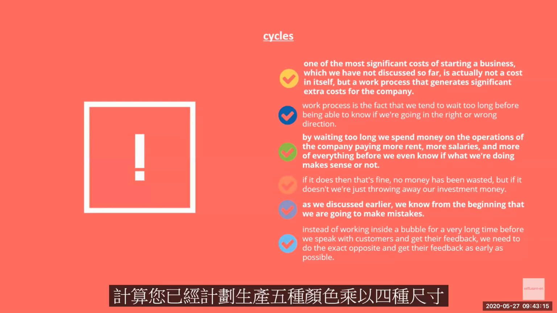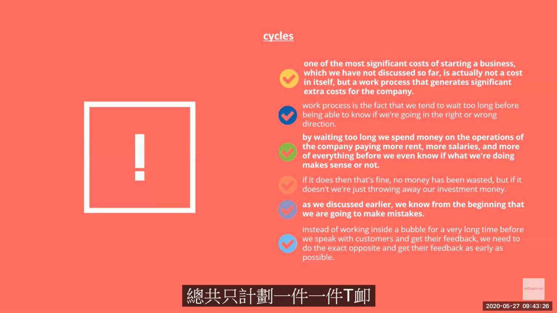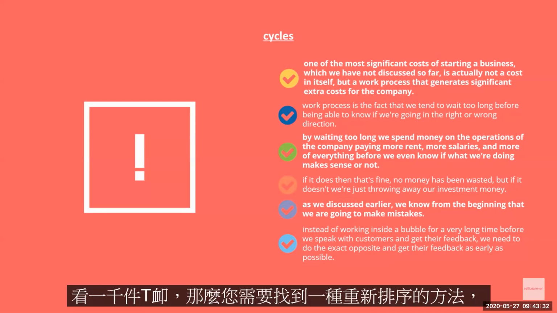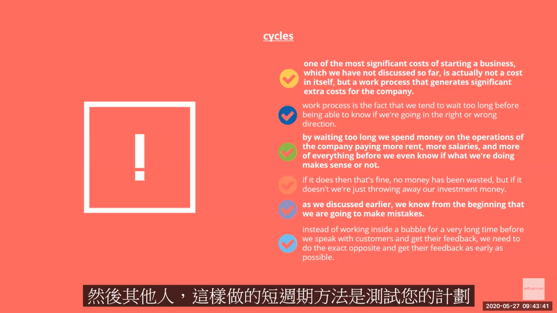If you count that, you're already planning on producing 5 colors times 4 sizes times 10 different types of phrases or pictures, which is equal to 200 t-shirts in total. And that's only on planning to have 1 t-shirt of each, which is unrealistic. So if you want to have even just 5 of each, you're already looking at 1,000 t-shirts. Then you need to find a way to reorder and produce fast new t-shirts if one of them in particular is more successful than the others.